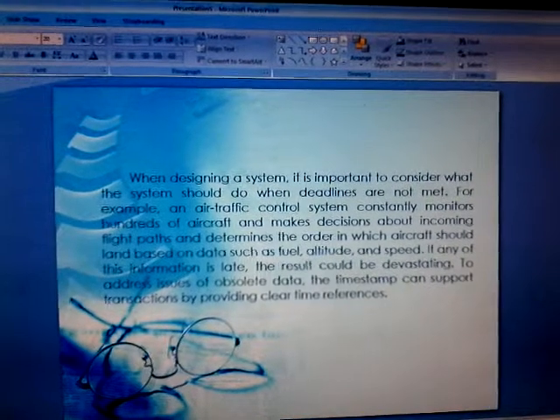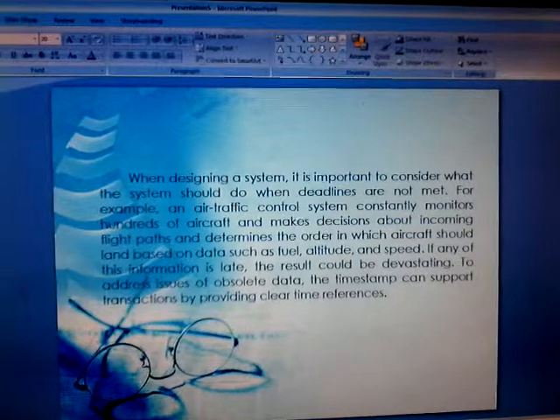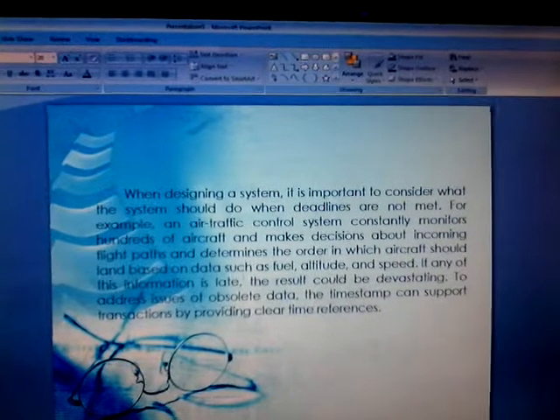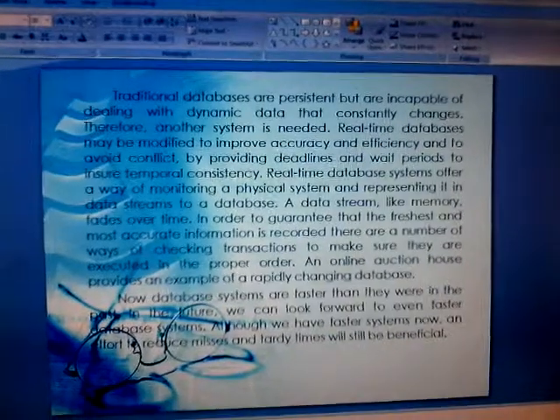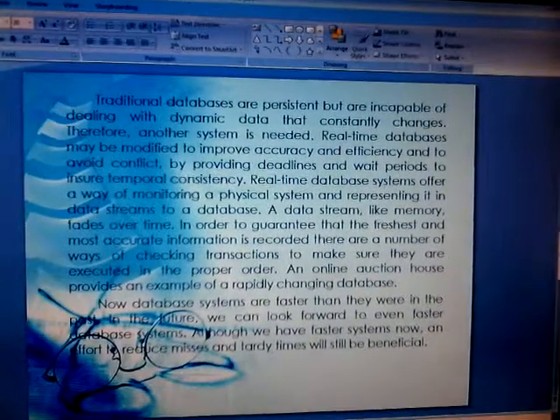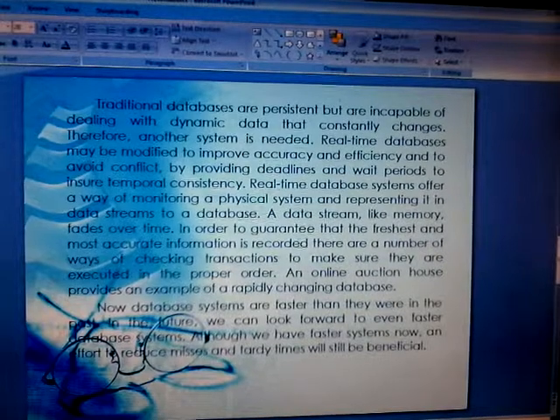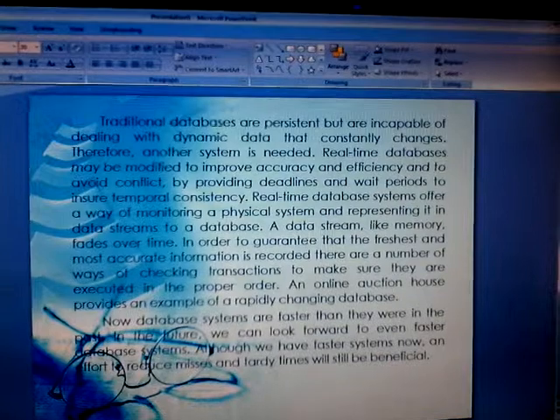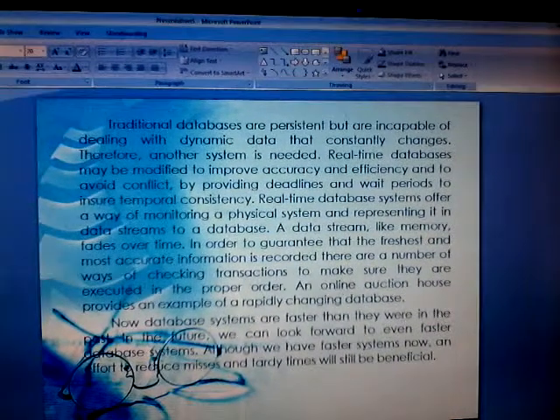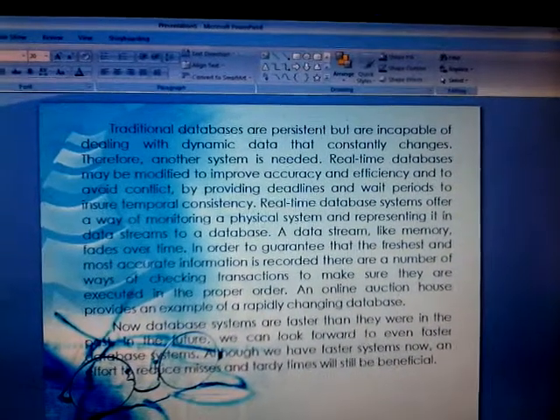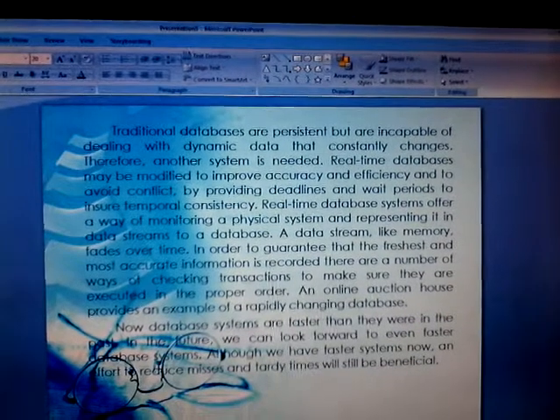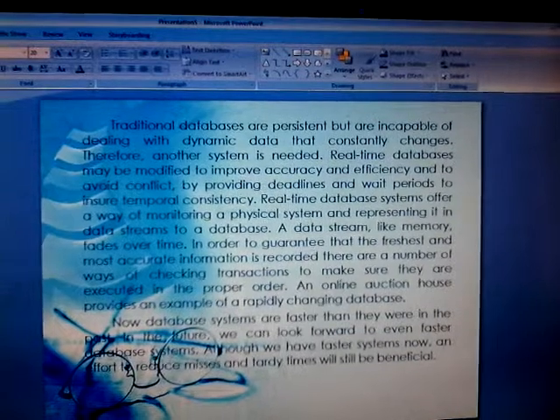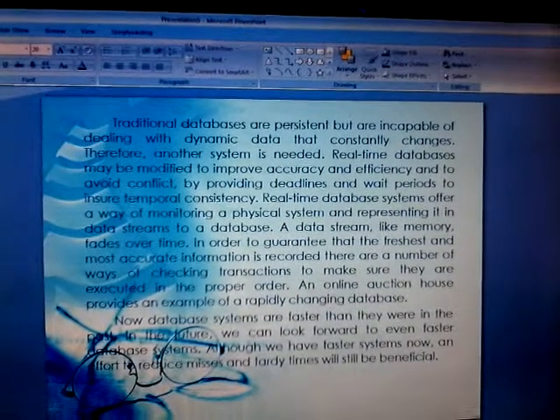To address the issue of obsolete data, the timestamp can support transactions by providing clear time references. Traditional databases are persistent but are incapable of dealing with dynamic data that constantly changes. Therefore, another system is needed. Real-time databases may be modified to improve accuracy and efficiency and to avoid conflict, by providing deadlines and wait periods to ensure temporal consistency.